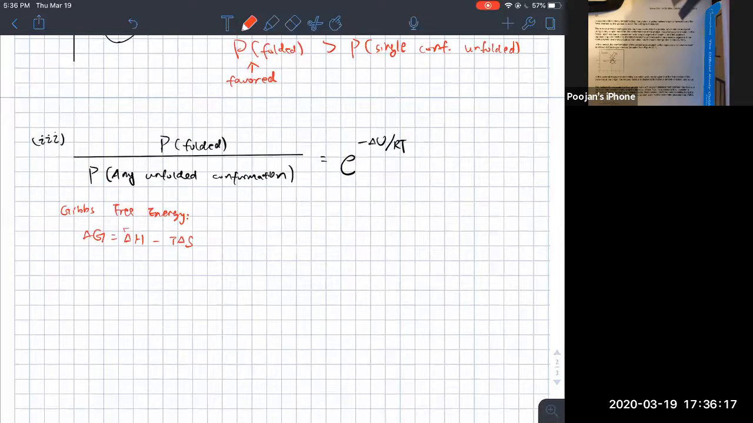So here, delta H would just be the change in energy going from the folded state to the unfolded state. And then delta S here would take into consideration the multiplicity or changing entropy. So we know that all the possible unfolded conformations will have the same energy change for hydrogen bond formation. So delta H will still be the same as the one from part B, which is still minus 100 kilojoules per mole.